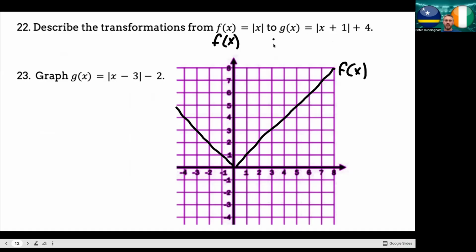This one, g of x, if I were to draw this down here, it doesn't ask for me to draw it, but I just want to point out that this +1 is going to do the opposite inside the parentheses. So it's going to move me to the left one. And then this is going to do exactly what it says, and up 4. Okay, so what would that look like? I'm going to try a little experiment here.